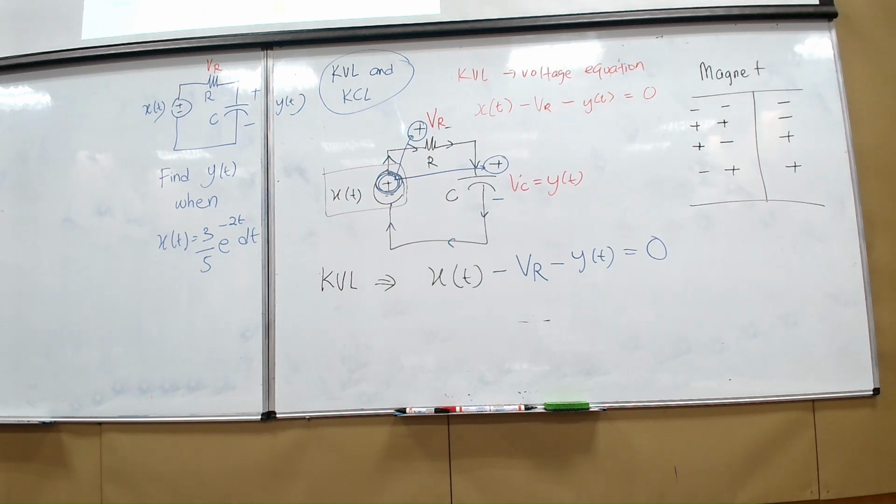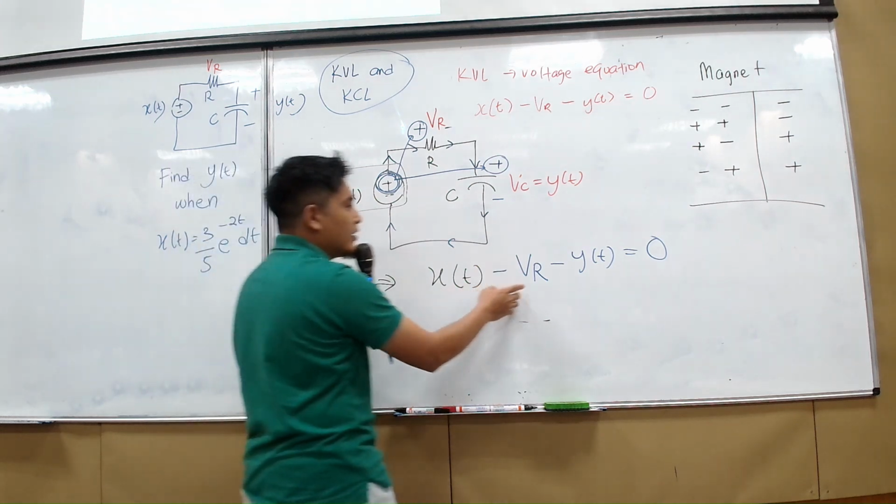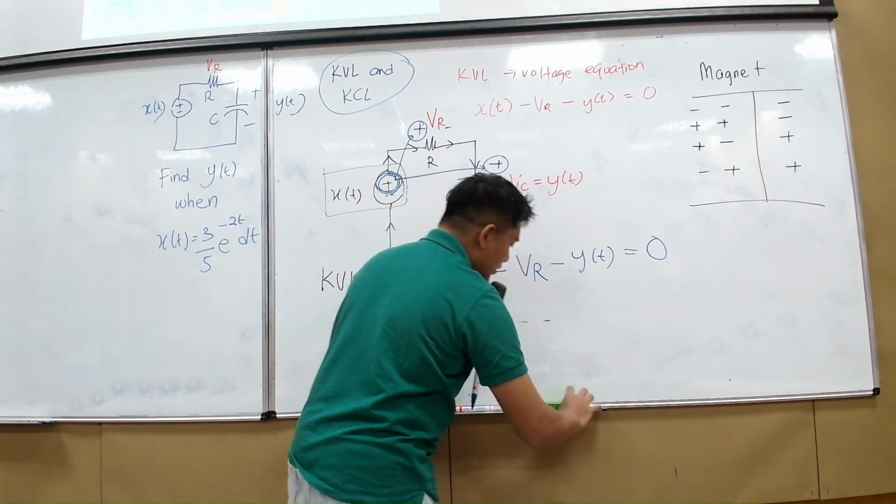Do you want me to challenge you with something more complicated? 2 loops? Okay, 2 loops. This is settled. So this is how XT minus VR minus YT equals 0.